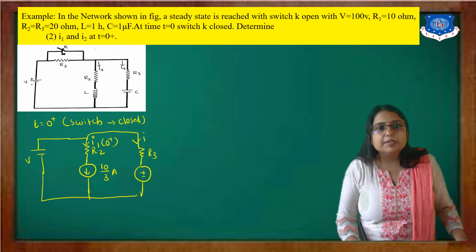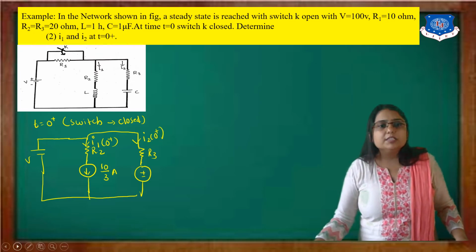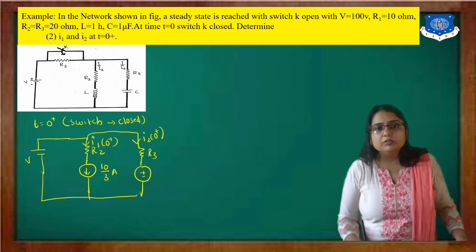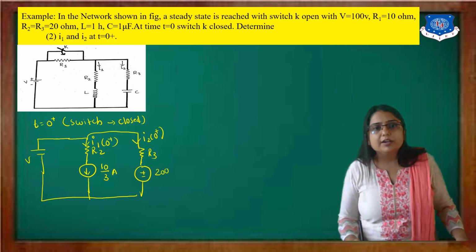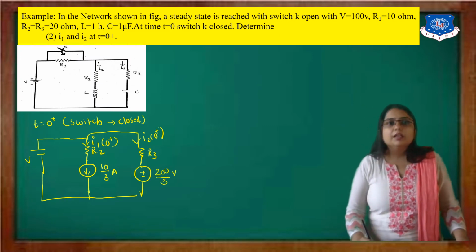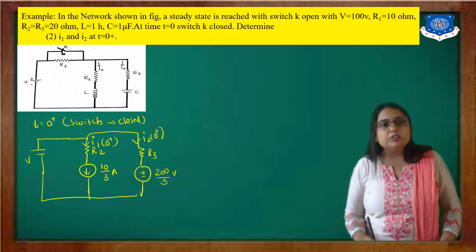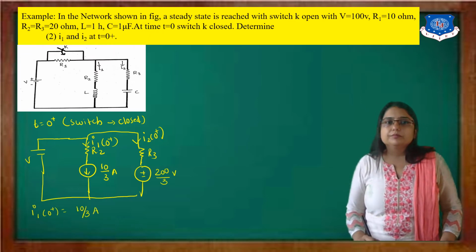And this current is I2 at 0 plus. What is the value of this voltage? Already we have found out, that is 200 by 3, so here you just write 200 by 3 volt. Now I1 and I2 at t equal to 0 plus. We know that in series the current remains the same. So the value of I1 at 0 plus we directly get, that is 10 by 3 ampere.